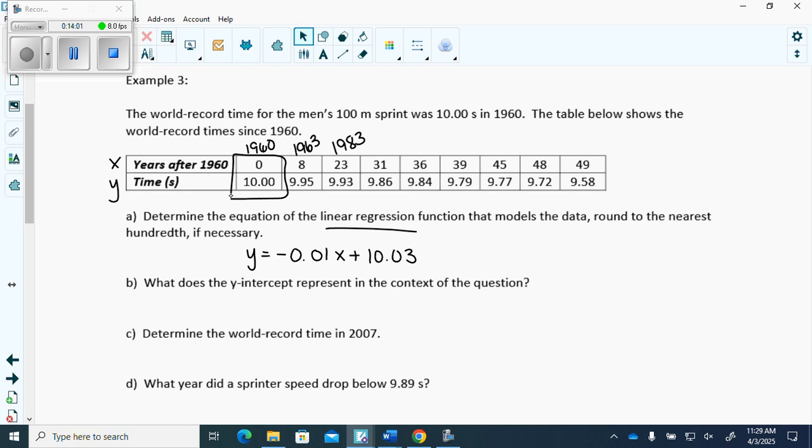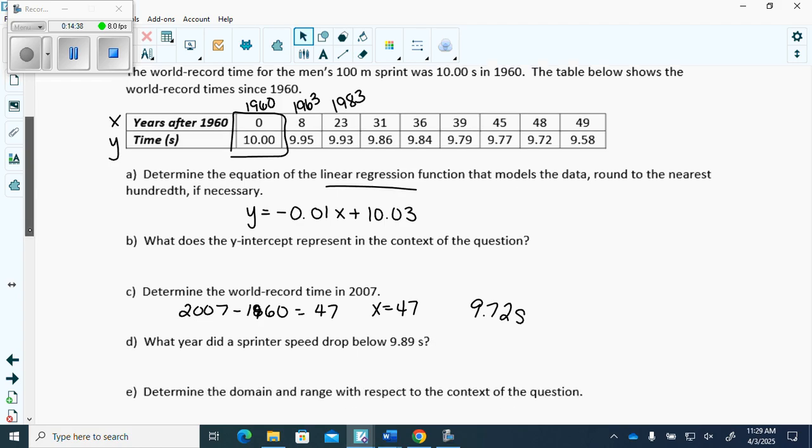Yeah. And then determine the world record in 2007. So what do we do? 2007 minus 1960, and we get 47, and that's the year, correct? So that is what? X. So we do second trace value 47. It will error you if you don't have a maximum of 47. So it's 9.72 seconds, right?